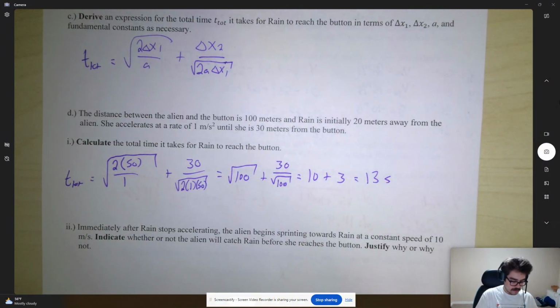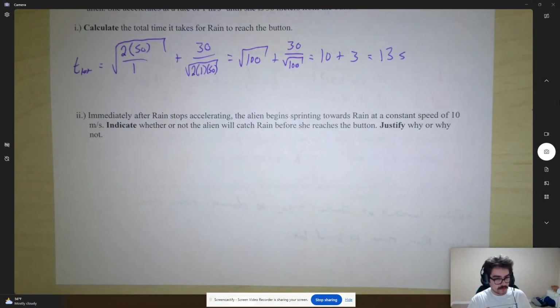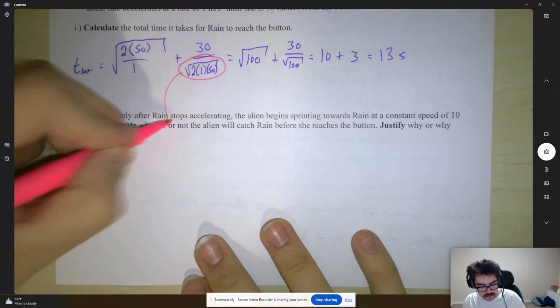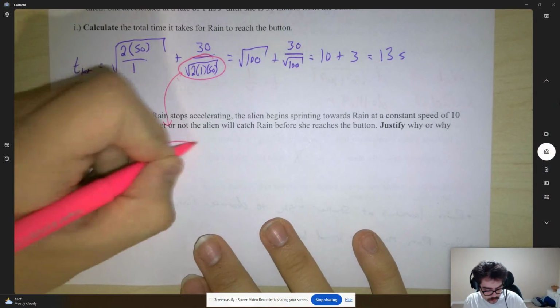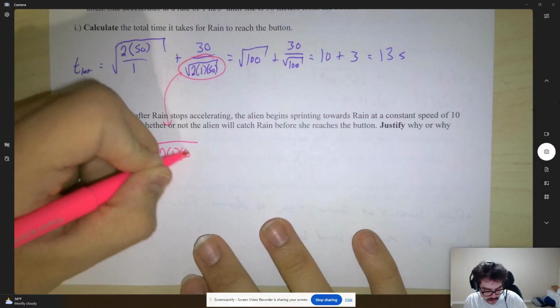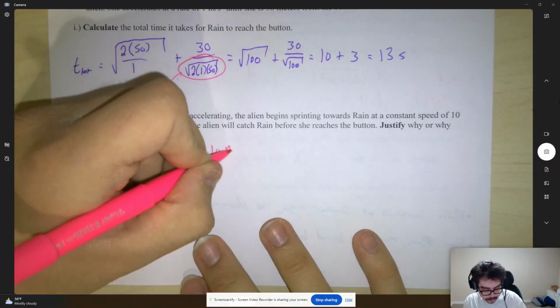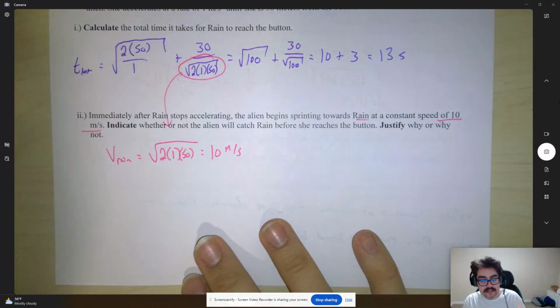Okay. Immediately after Rain stops accelerating, the alien begins sprinting towards Rain at a constant speed of 10 meters per second. Is it possible that the alien can catch Rain before she reaches the button? Why or why not? Okay, so instead of actually explaining the whole thing, I'll show you the quick calculation. This part in the bottom here is the final speed of Rain. So Rain's final speed is root 2 times 1 times 50, which is 2 times 50, which is 100, which is 10 meters per second. If the alien is sprinting at a constant speed of 10 meters per second, guess what?